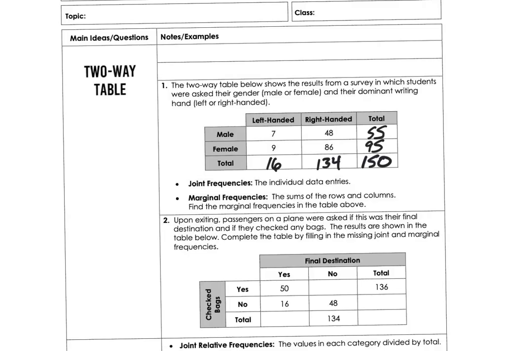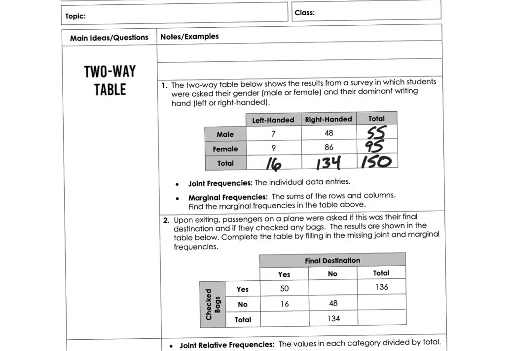Okay, joint frequencies are the individual data entries. So for instance here, this would be 7 males were left-handed, right? So that's an individual event that's happening, based on the survey question that was asked.